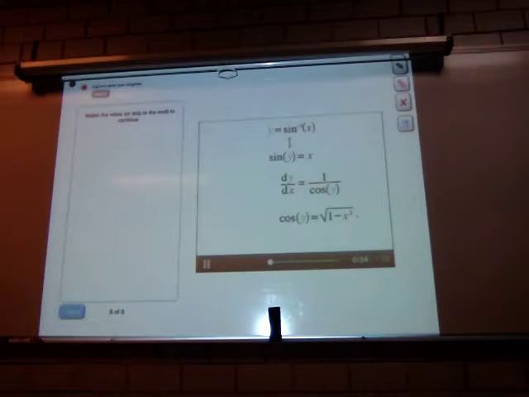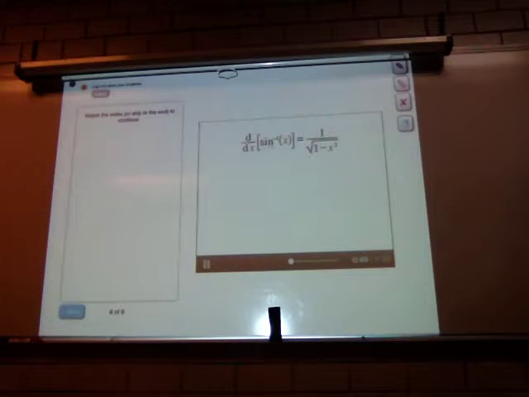Let's substitute this expression in for the cosine y term in the denominator here. So when y equals the inverse sine of x, dy dx equals 1 over the square root of 1 minus x squared. In other words, the derivative of the inverse sine of x is 1 over the square root of 1 minus x squared. And that's exactly the derivative you found earlier. Here's the graph of the inverse sine. And sure enough, the derivative you picked out is the graph of the function 1 over the square root of 1 minus x squared.